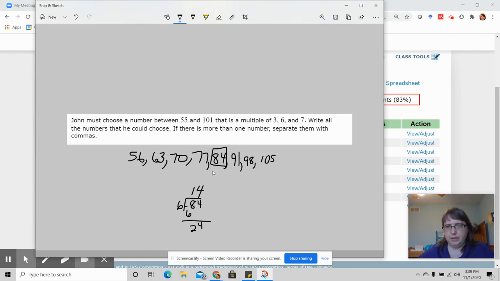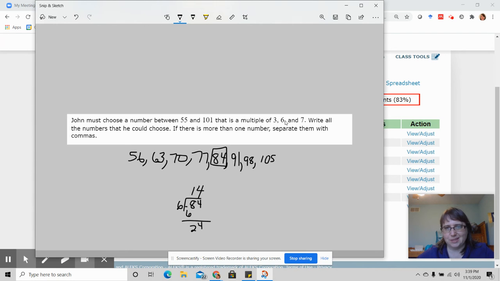So here's one way to do it. You can list multiples, but start with the multiples of the highest number and then just check the other ones. So that's one way. Another way we can do this is to look at the least common multiple of these three things. So the least common multiple of 3, 6, and 7 is 42.